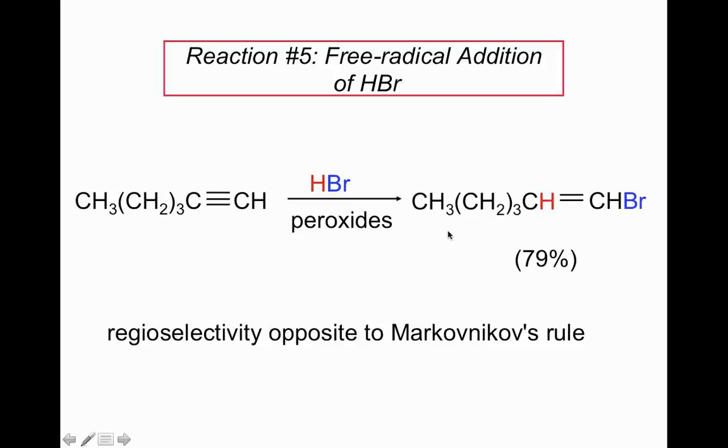We created alkyl bromides that had a regioselectivity opposite of Markovnikov's rule. So our product in this case would place the hydrogen on the more highly substituted carbon and the bromide on the less highly substituted carbon, using the exact same mechanism that you learned about when you learned about addition reactions of alkenes.